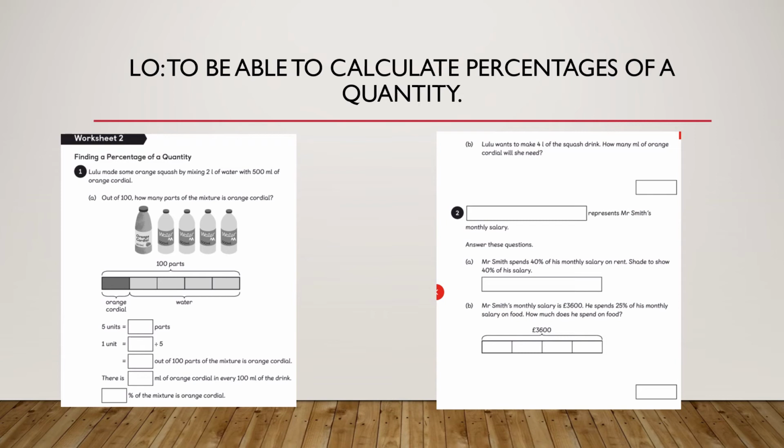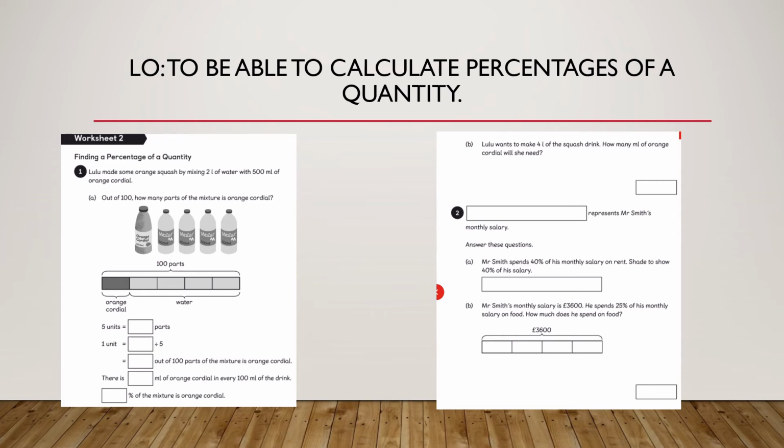Okay, so 1A, out of 100, how many parts of the mixture is orange cordial? Okay, so 5 units equals how many parts? 1 unit equals something divided by 5, which is the same as saying something out of 100 of the mixture is orange cordial. Okay.